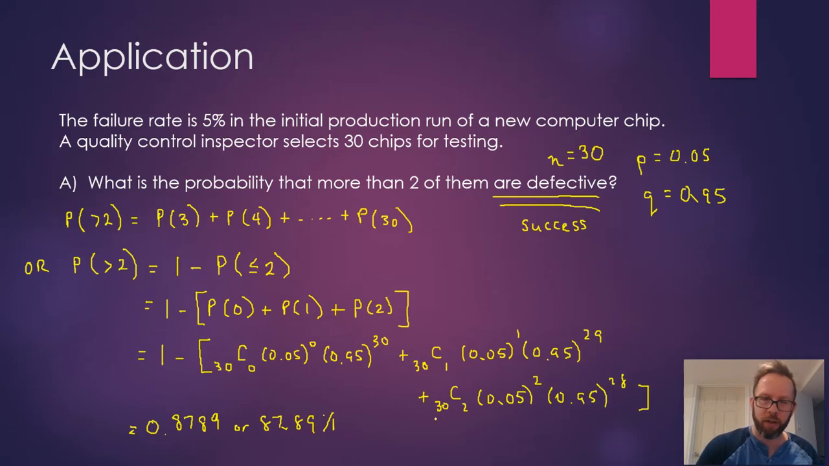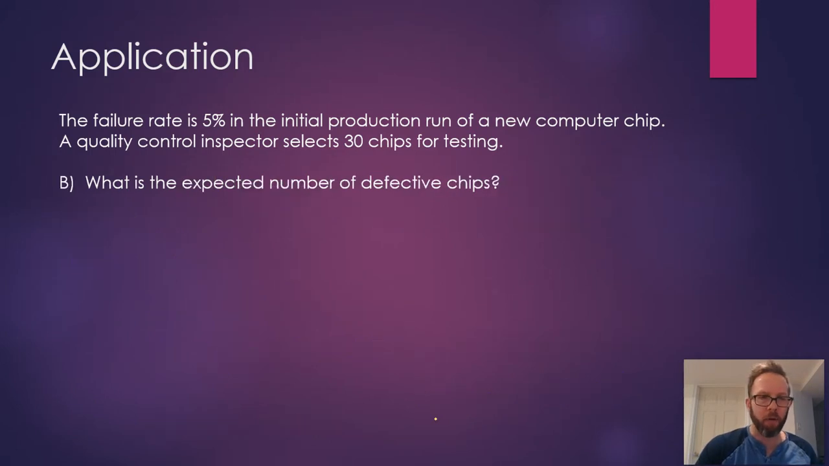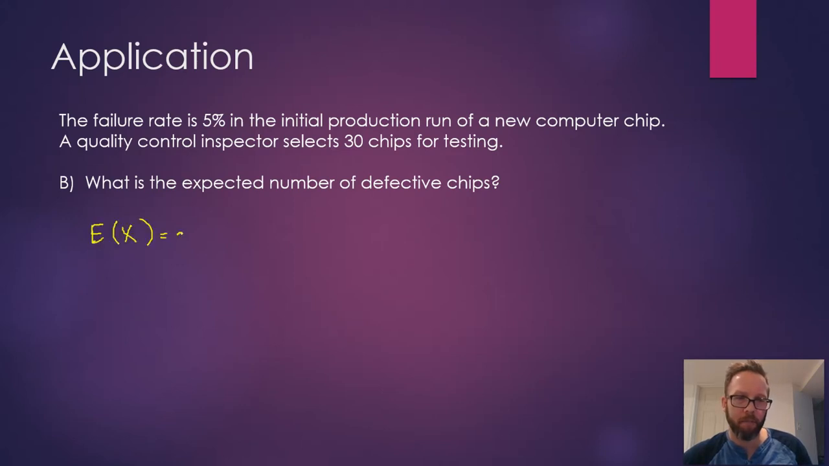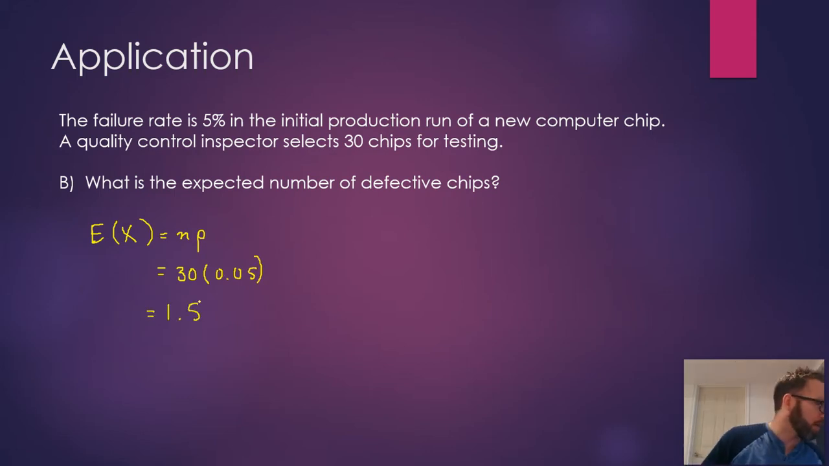So if we think about it, let's just actually maybe do part B and then come back to this one. So part B, the expected number of defective chips. So using E of X equals NP, we've got 30 chips. P is 0.05. And so you're expecting 1.5 defective chips.